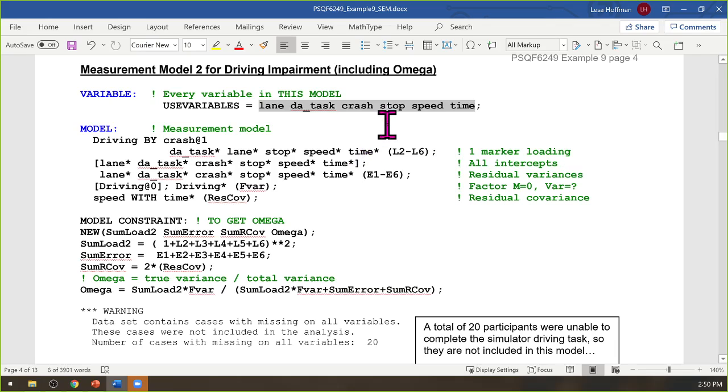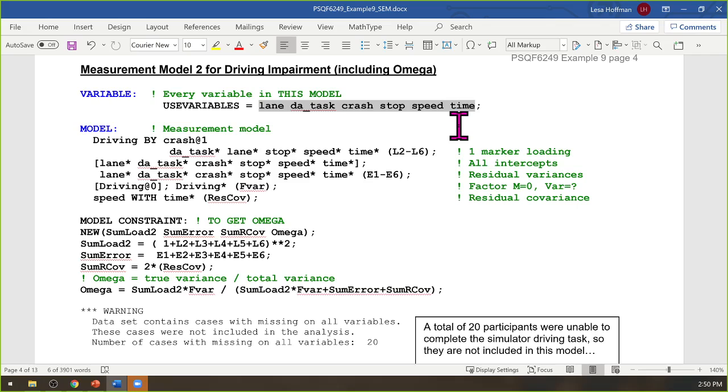How many stop signs they missed, how many speeding tickets they got on the course, and the total amount of time it took them to complete the course, because some folks decided they would be super duper careful and drive 5 miles an hour through the whole thing. So I wanted that to count against them.